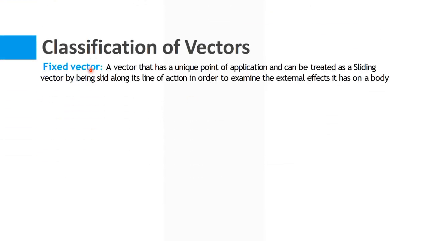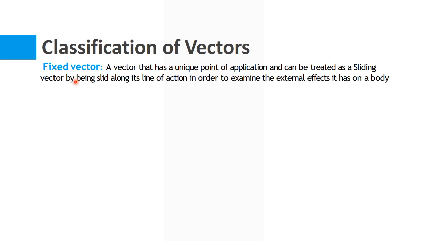Then we can have fixed vectors. A vector that has a unique point of application can be treated as a sliding vector by being slid along its line of action in order to examine the external effects it has on a body. So a fixed vector, we cannot move; it would always be applied at the same point.